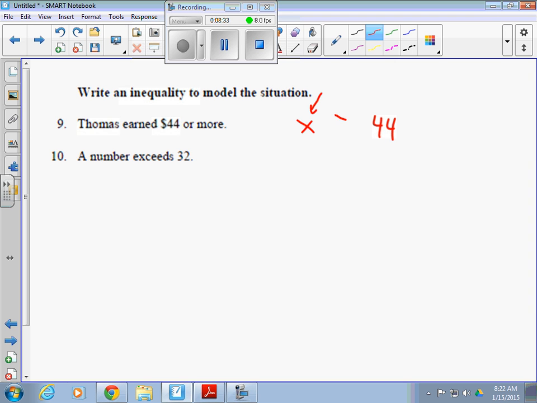X is greater than or equal to, because he could have earned $44, but it had to be bigger than that or equal to that. X is greater than or equal to.